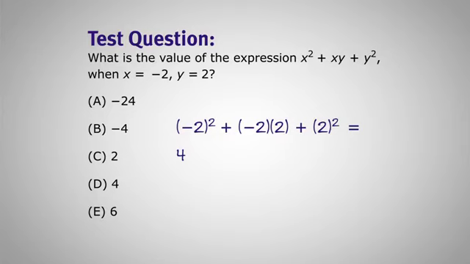The next term, negative 2 times 2, simplifies to negative 4. And our last term, 2 squared, simplifies to 4. Add all three of those terms up, 4 minus 4 plus 4, and we get a value of 4, which matches up with answer choice D.